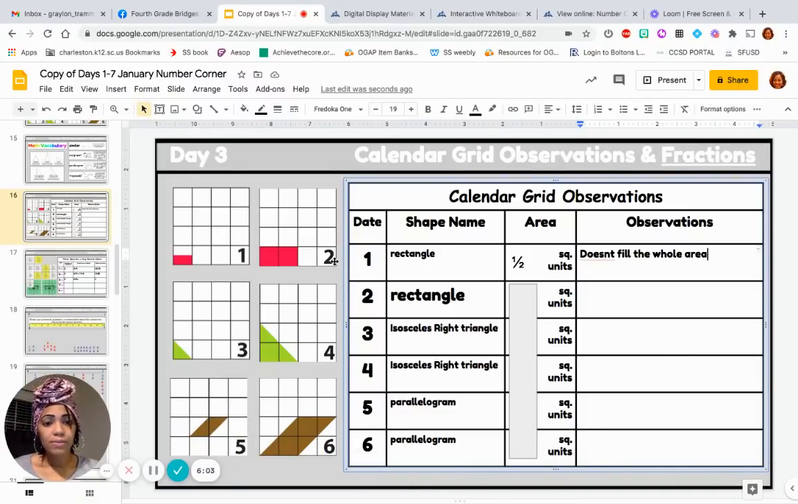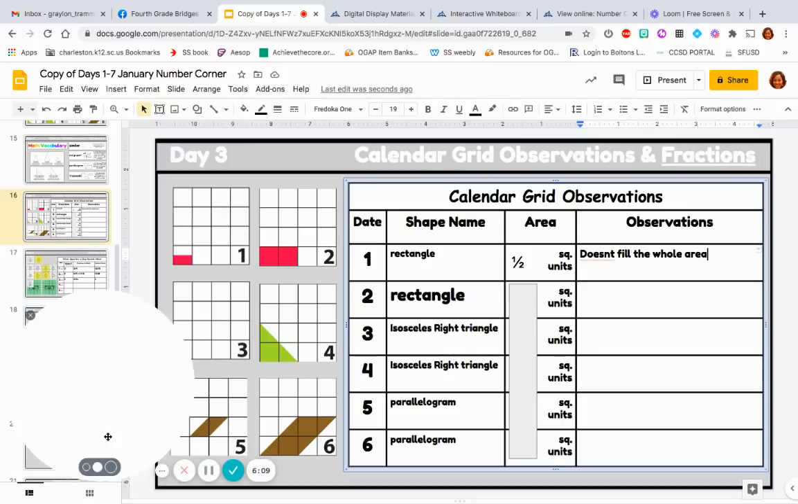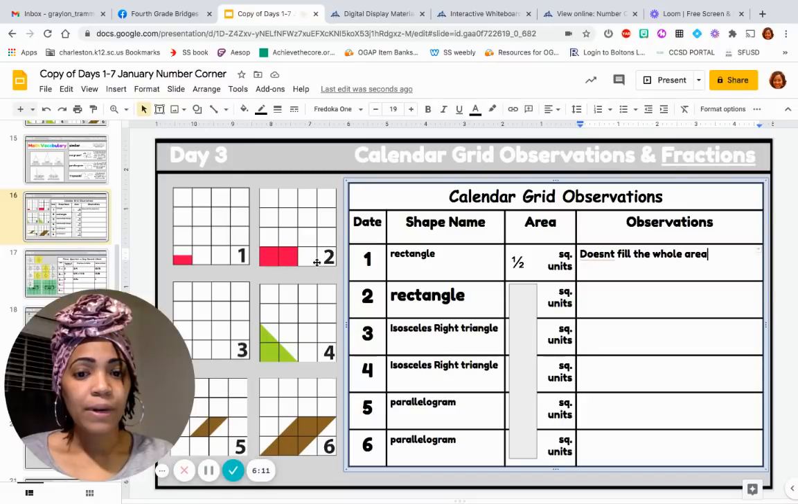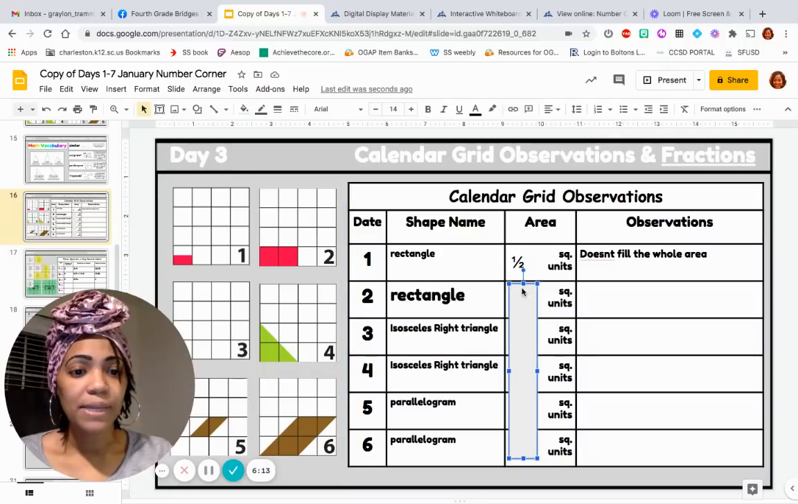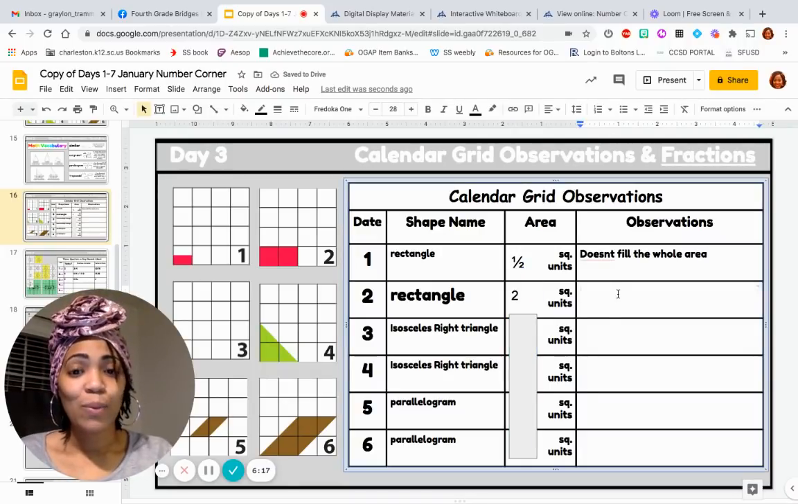All right, so then now, how about this one? What is the area of this one? Yeah, we have 2 of our square units filled in, so that means it has an area of 2. And we could say, what about the shape?